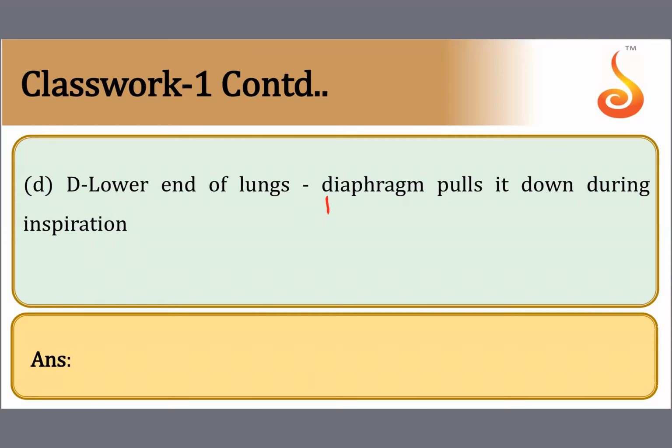When does the diaphragm become flat? The diaphragm flattens during inspiration. Inspiration is also referred to as inhalation, breathing in, isn't it? And when you breathe in, the diaphragm has to become flat. So when the diaphragm becomes flat, you know that the volume in your lung increases and the pressure decreases in comparison to the atmospheric pressure. And that's how the air gushes into your lungs. All right. So here the correct answer is option C.